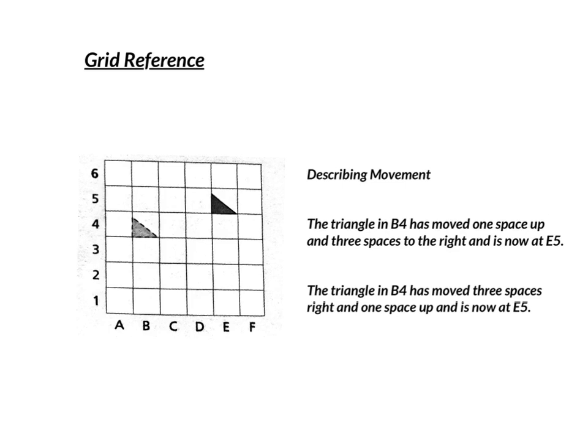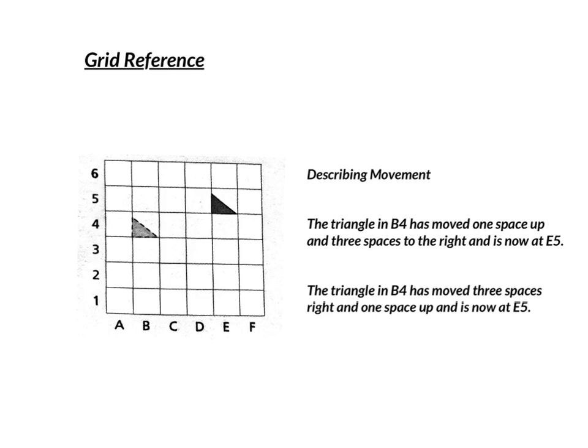Lastly, we use grid references to describe movement. We have two triangles in our grid. One triangle is located at B4 and the other triangle is located at E5. We can say that the triangle in B4 has moved one space up and 3 spaces to the right and is now at E5. We could also say that the triangle in B4 has moved 3 spaces to the right and 1 space up and is now at E5.